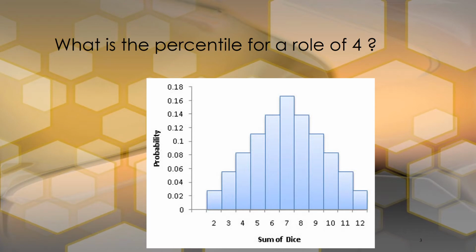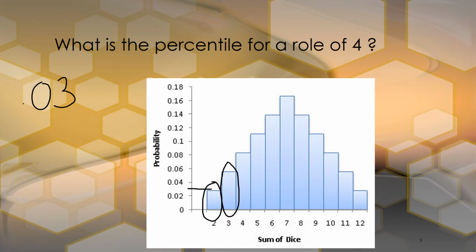So maybe you want to know, what is the percentile for a roll of 4? So basically you want to know what percentage or what proportion of the sums are below 4. So 2 and 3 are below 4. We don't count the 4 when we're calculating the percentile. So we want to know about this bar and this bar. So let's find the probabilities for each of those. So if we look here, 2 is at about 0.03.